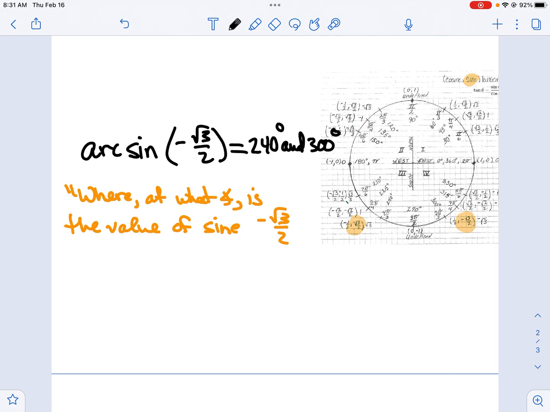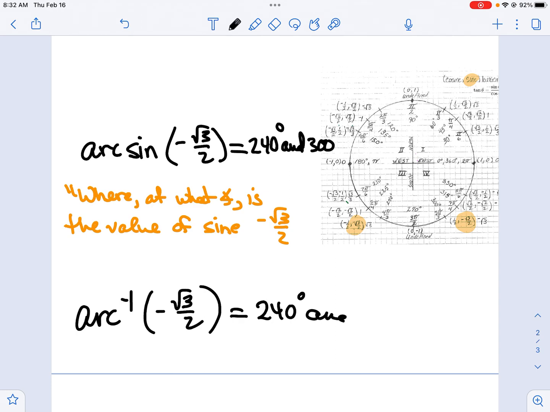And if I ask the same question only differently, if I say sine to the negative first power is negative radical 3 over 2, it is the same answer because it is the same question. So it begs the same answer, 240 degrees and 300 degrees.